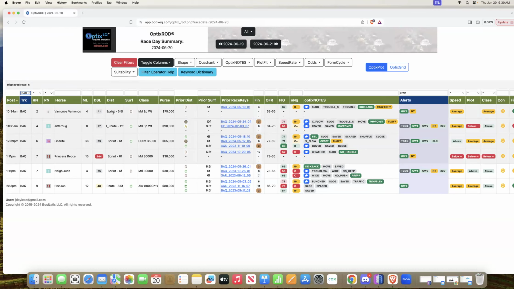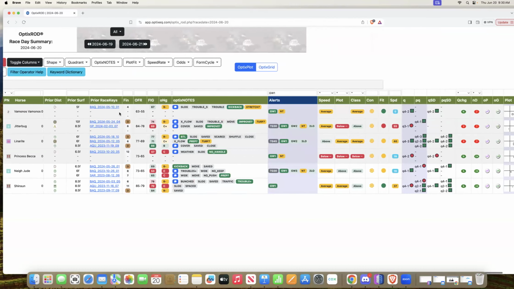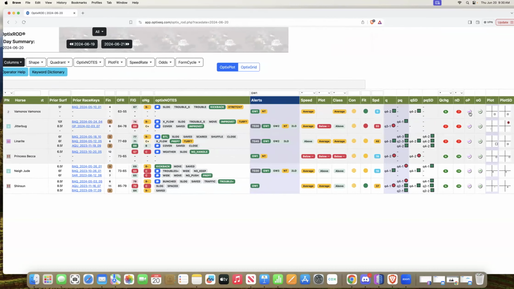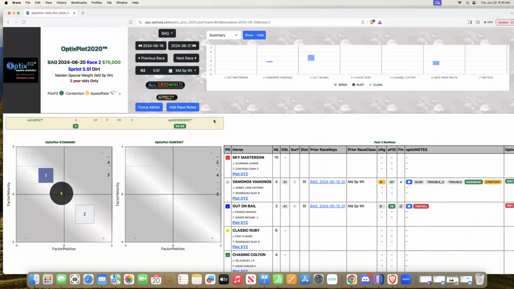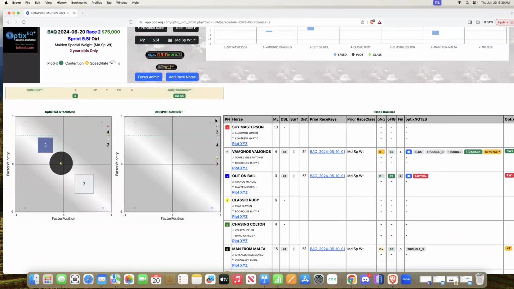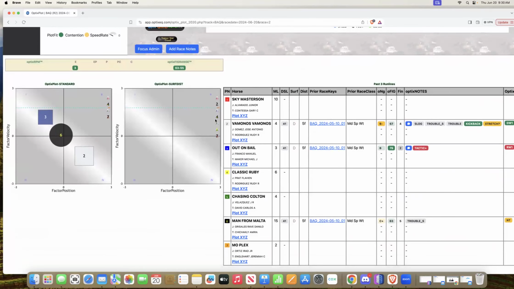Now, I'm going to double click. If you just want to look at this particular race and get into the plot and grid, you can either go out here and select the plot button or the grid button, or you can easily just double click the run line and you get it. You can see that this race is just littered with first-time starters, so it's always hard to get a handle on it.